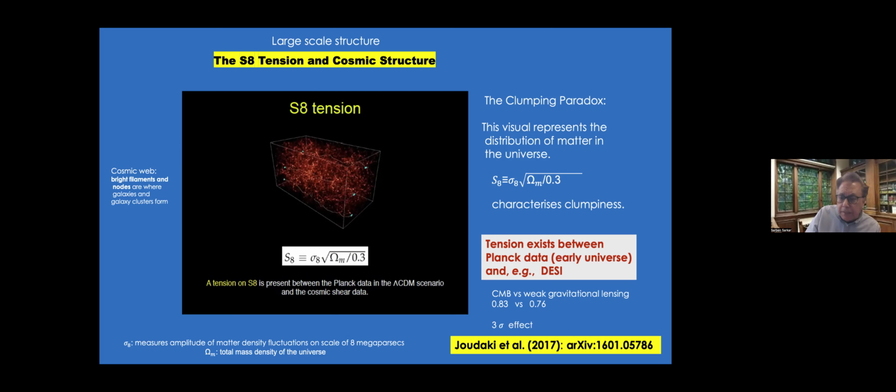The CMB is talking about 0.83 for S8, and the weak gravitational lensing of more recent era is 0.76. So this is not as sharp an effect. It's a 3 sigma effect, but nonetheless, again, it's a form of tension.